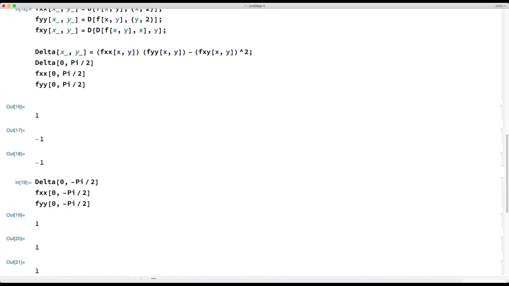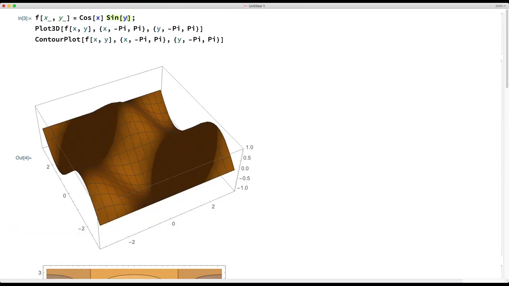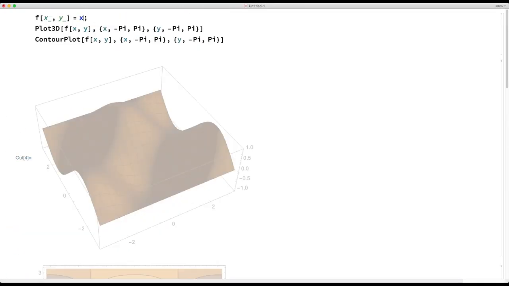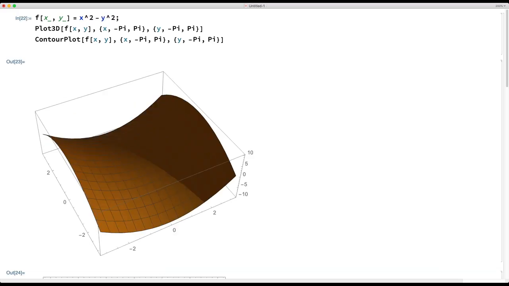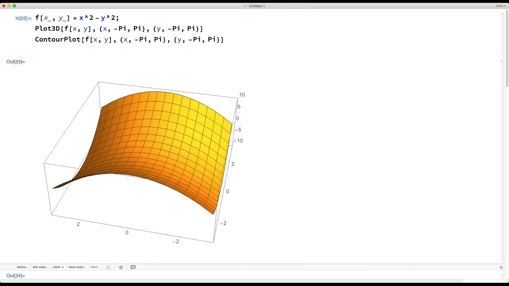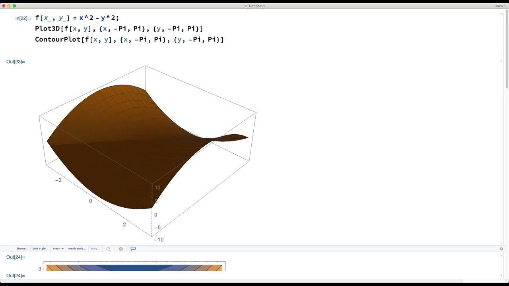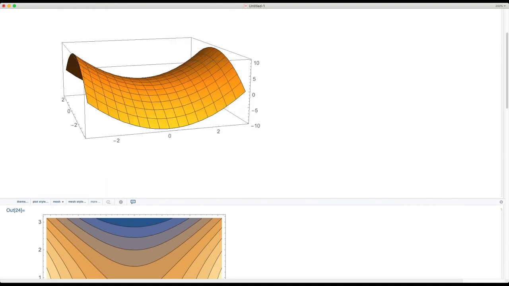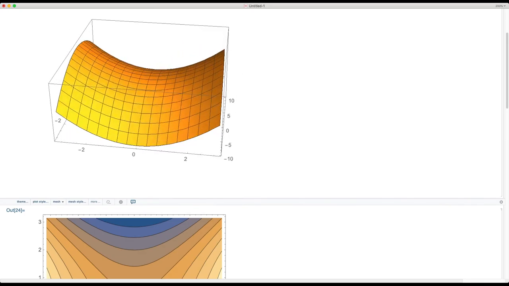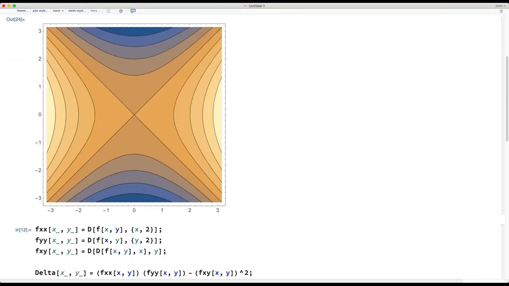Okay, so let's go back to Mathematica. I'm going to go up here and change my surface to something else, just for the sake of demonstration. I'm going to change it to x squared minus y squared. This is the Pringle surface. All right, here's the contour plot for it.